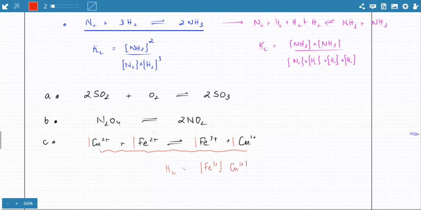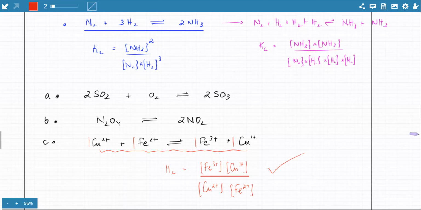Cu+ concentration, products divided by reactants. So let me just complete this. The other one would be Cu2+ and Fe2+. So that is going to be it. I just wanted to clear all the confusions and doubts about how to write Kc, because that's the number one mistake. You make a mistake there, and the whole question gets messed up.